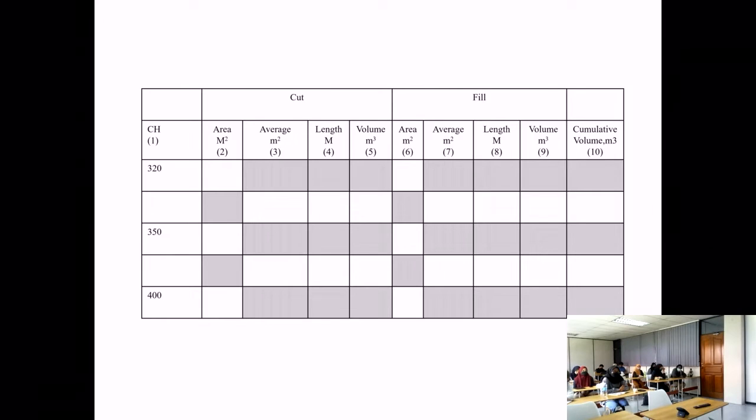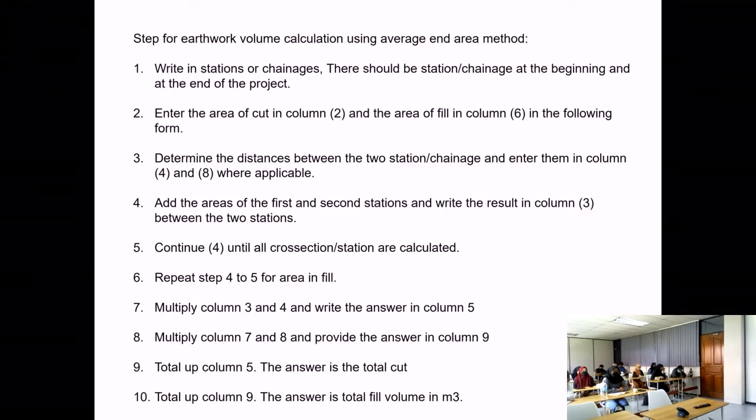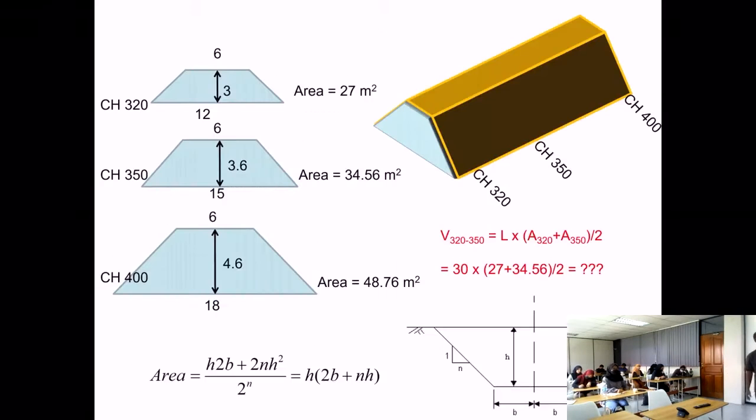So this is a more descriptive explanation on how we do the calculation using the average end area method for roadway. So you can go from 1 to 10, right? That describes how you use that table that I showed you just now. So I need you to go on your own on this. So that's the answer for the example just now.